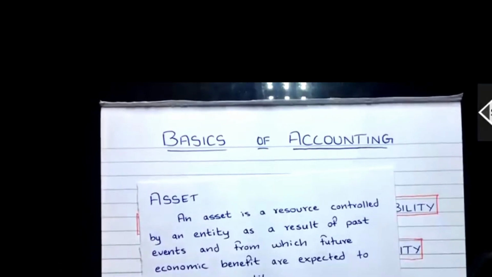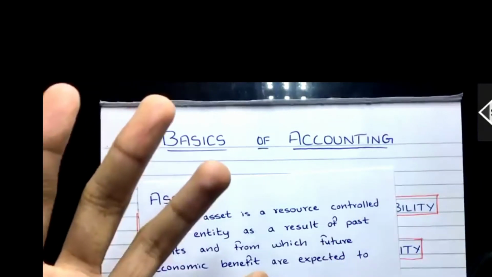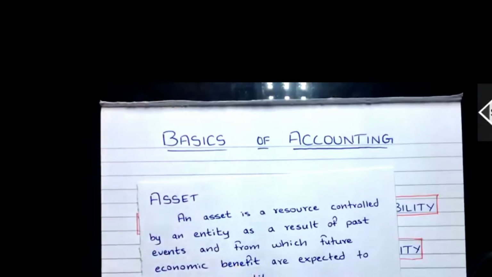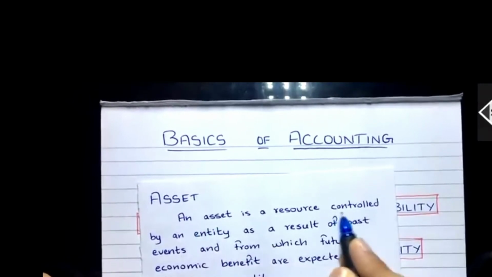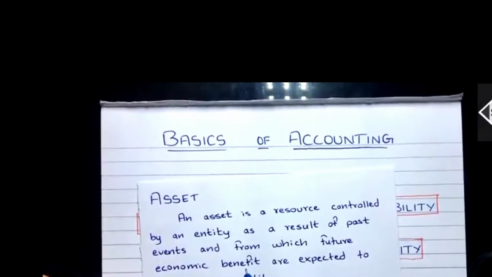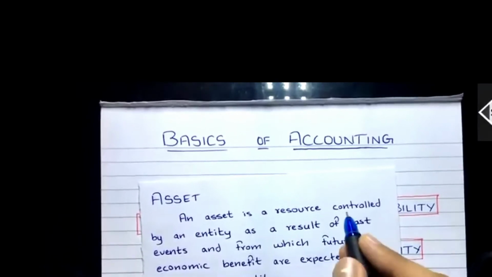Now previously we used to say that an asset is something that the company owns. If the company owns the land and building, then that's an asset of the company. Yes, but now the definition has been revised. Now an asset is not something that the company owns, but rather something that the company has control over. If the company has control over something and there are future economic benefits from that, then that's an asset. Simple as that.